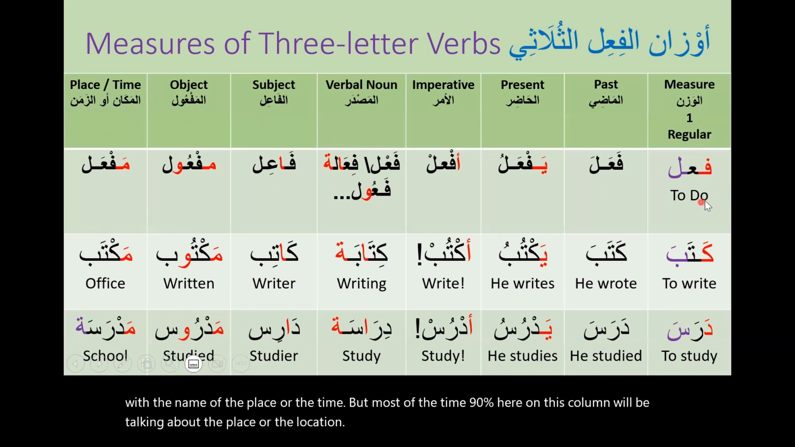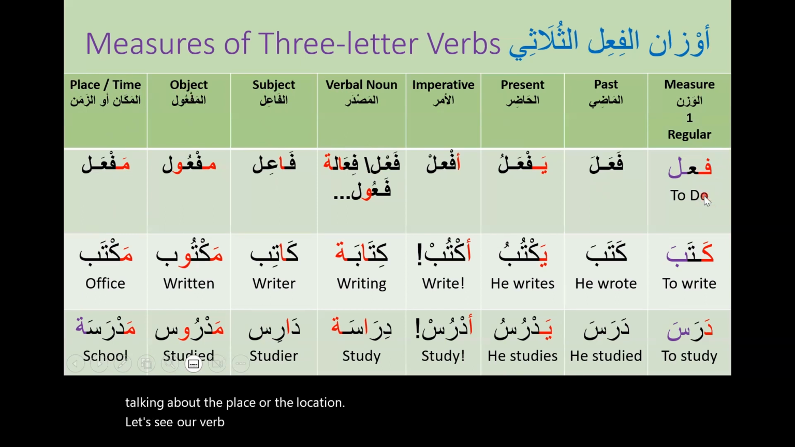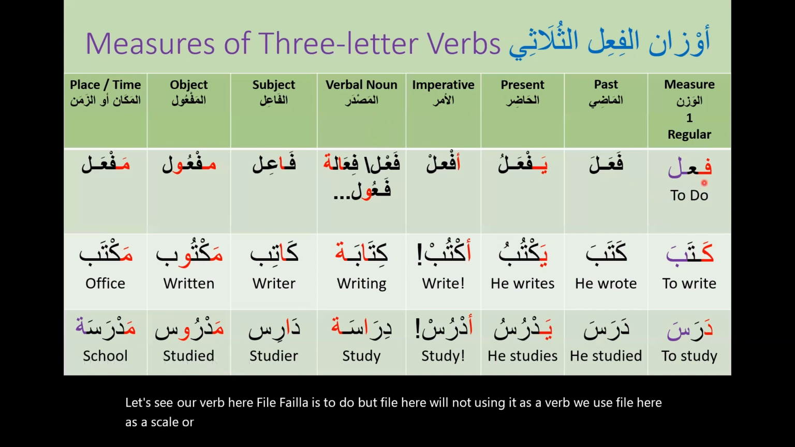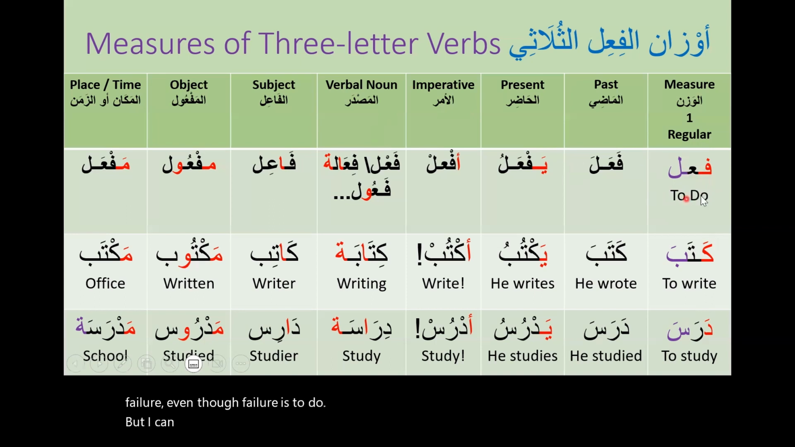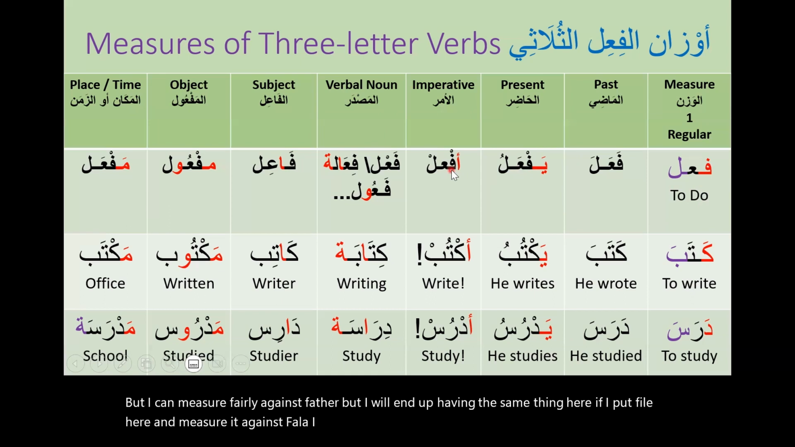Let's see our verb here, fa'ala. Fa'ala is to do, but here we're not using it as a verb. We use fa'ala here as a scale or as a measurement or unit of measurement. We measure everything else against fa'ala. Even though fa'ala is to do, I can measure fa'ala against fa'ala, but I will end up having the same thing. So there's no need for that.